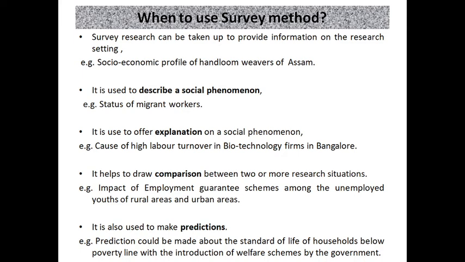Survey method helps to draw comparison between two or more research situations. For example, impact of employment guarantee schemes among the unemployed youths of rural areas and urban areas. So the data collected through survey method also helps the researcher to make a comparison between these two. Survey method is also used to make predictions. For example, predictions could be made about the standard of life of households below poverty line with the introduction of welfare schemes by the government.